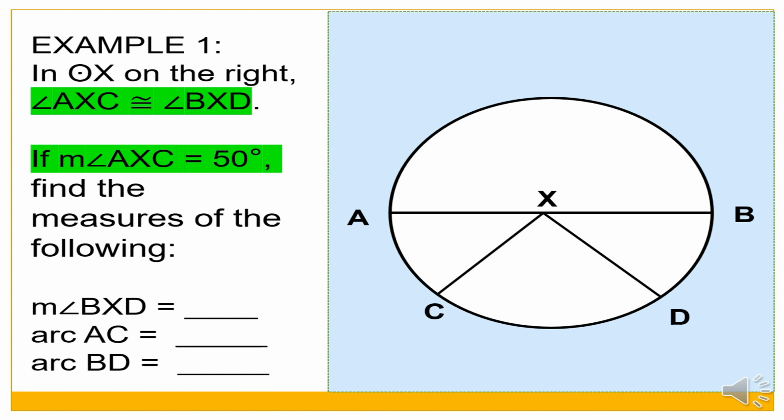Now let's try example number 1. Using the same circle X on the right, given that angle AXC is congruent to angle BXD. If the measure of angle AXC is equal to 50 degrees, find the measures of the following: the measure of angle BXD, the measure of arc AC, and the measure of arc BD. What will be the measure of angle BXD? The measure of angle BXD is 50 degrees because angle AXC is congruent to angle BXD.